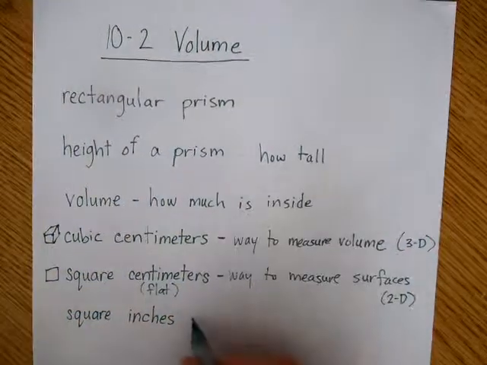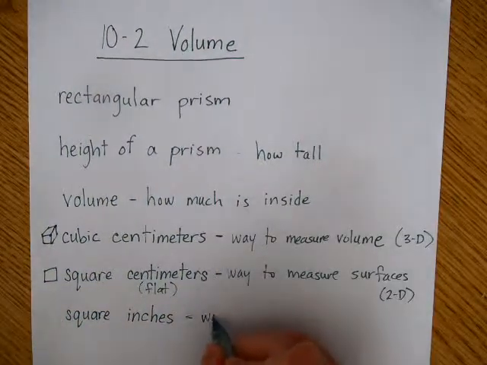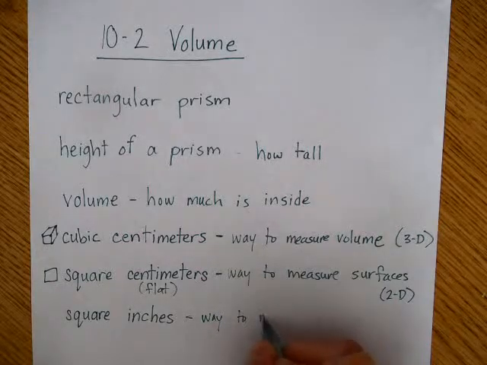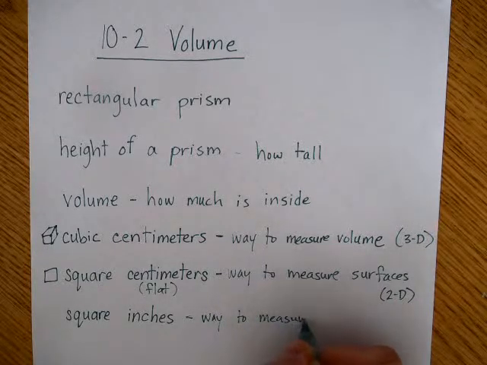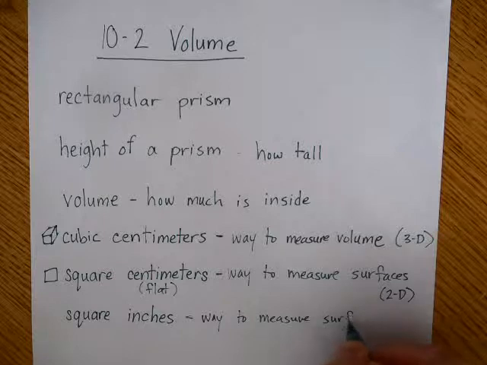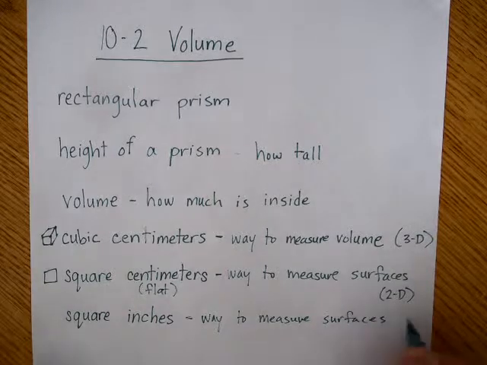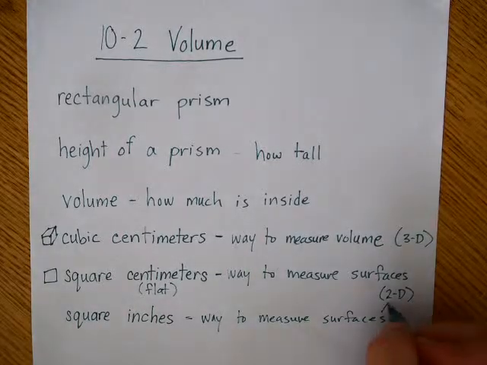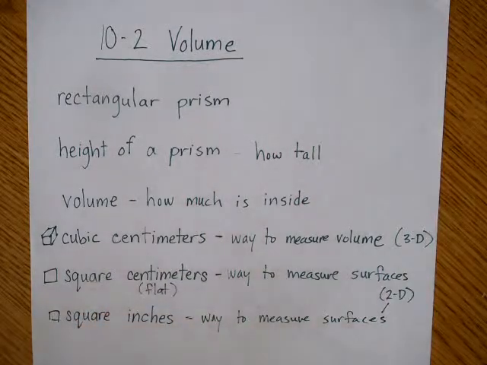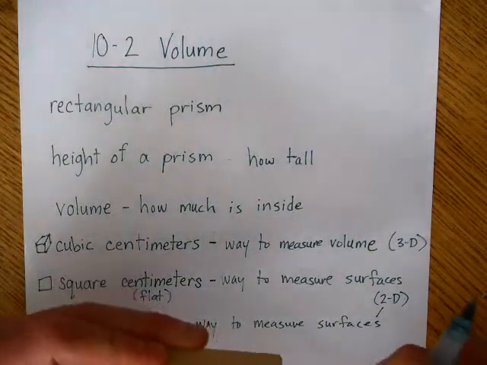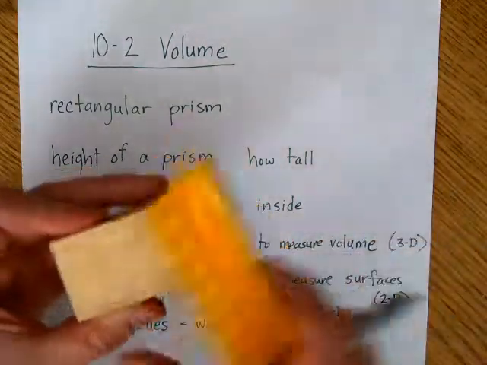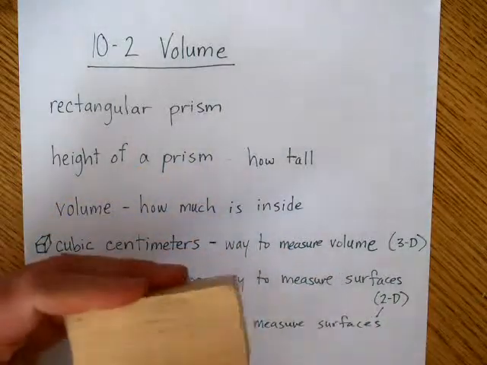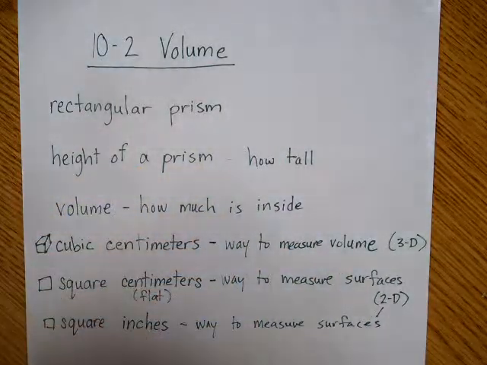All right, and then we have square inches. This is also a way to measure surfaces. And because it's square, you can probably also guess that this is also 2D, except it would be like measuring this in inches instead of in centimeters. Okay, so those are all the vocabulary words for this lesson.